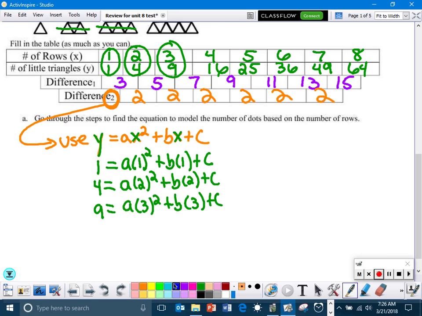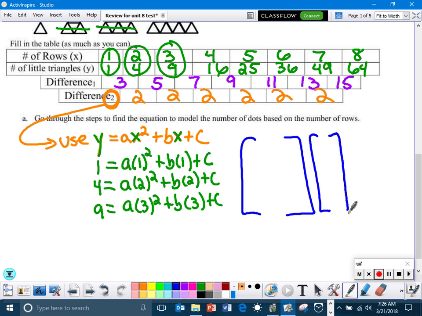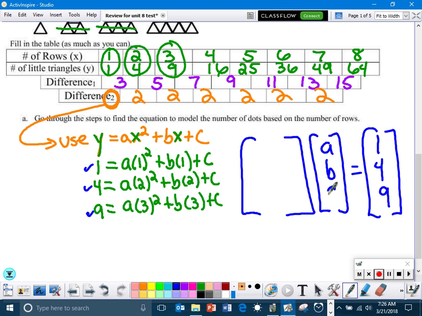So with the matrix, okay, first the 1, 4, and 9, that will be behind the equal sign. Okay, that's the 1, 4, and 9. Now, the other matrix right here in the middle is your A, B, C. Okay, the top row is 1, 1, 1.